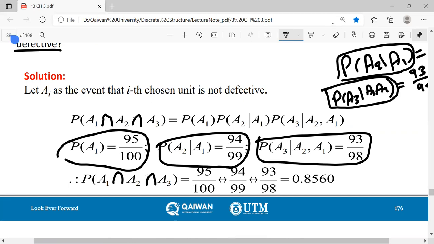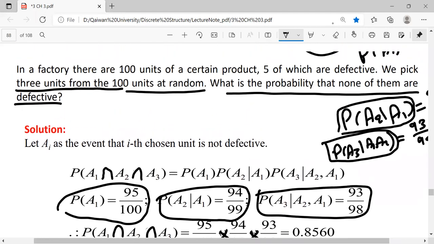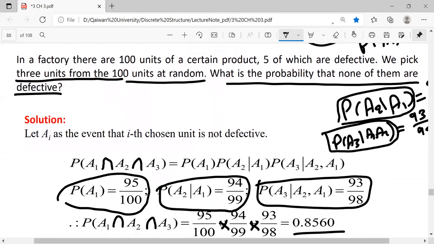And the result is 95 over 100 multiplied by 94 over 99 multiplied by 93 over 98, which is 0.856. Okay, this is 0.8560. This is the probability of choosing three products such that none of them are defective. Do you have any questions?